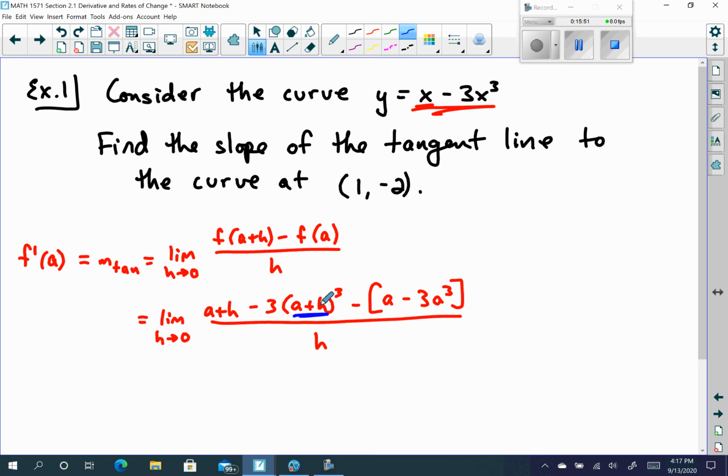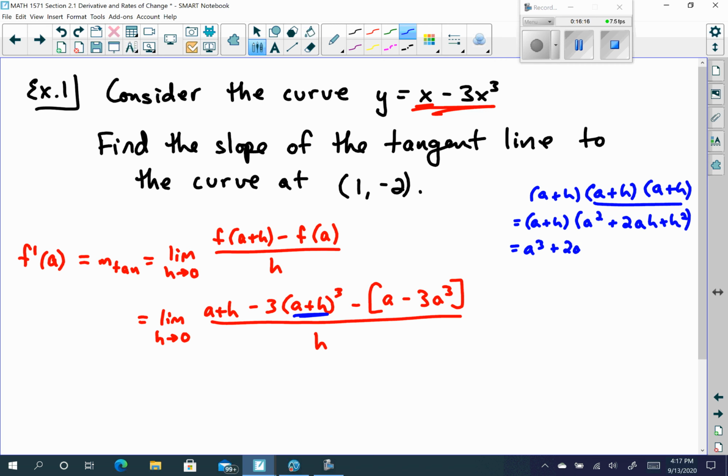So what we first need to do is expand this. So off to this side, let's go ahead and do it. It means a plus h being multiplied 3 times. So I'm going to first multiply the last two. So this will become a plus h. This will give me an a squared plus 2ah plus h squared. Carefully go through and distribute here. So I'm going to get a cubed. I'm just distributing the a first throughout, plus 2a squared h plus ah squared. Then I'm going to distribute the h, but I'll write the a first, a squared h, then plus 2ah squared plus h cubed.